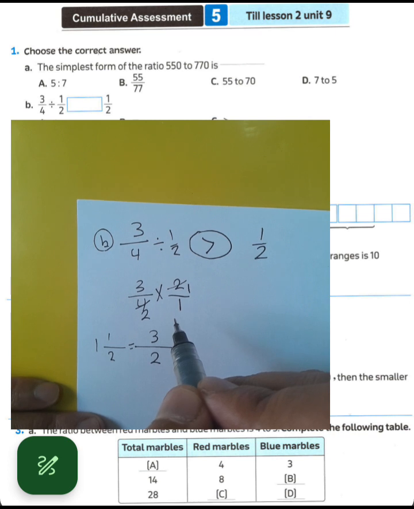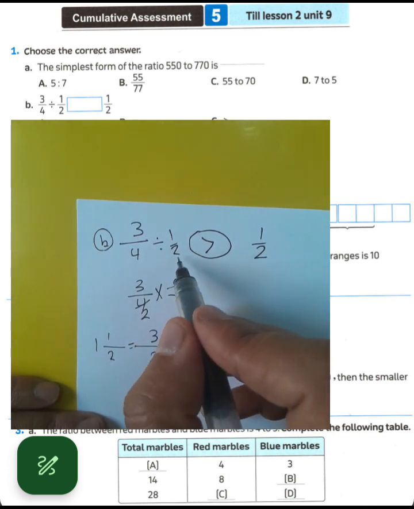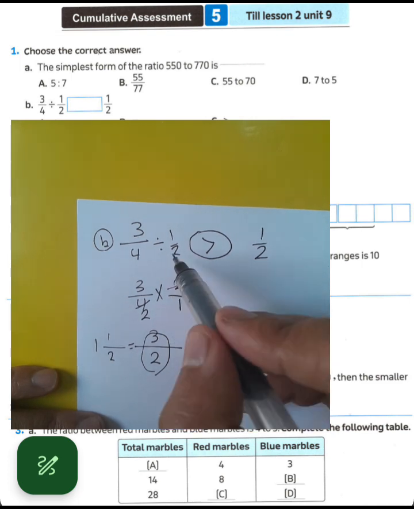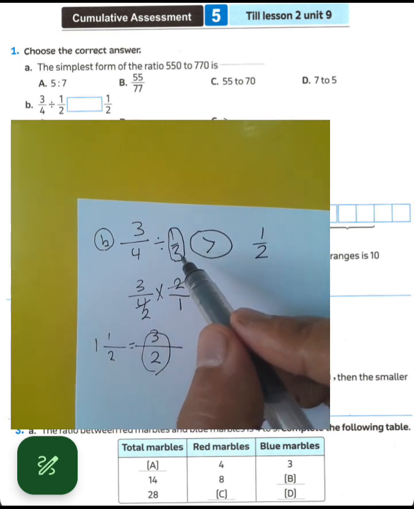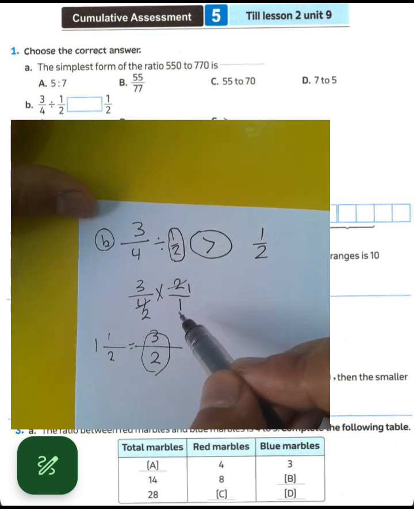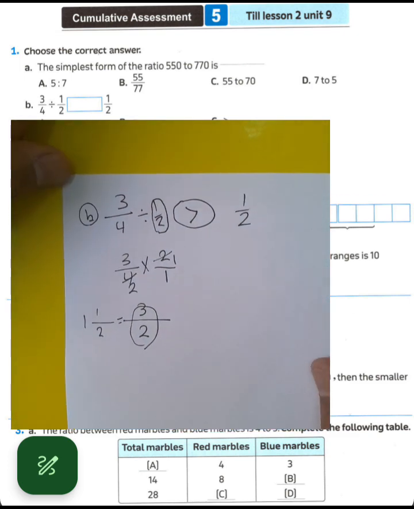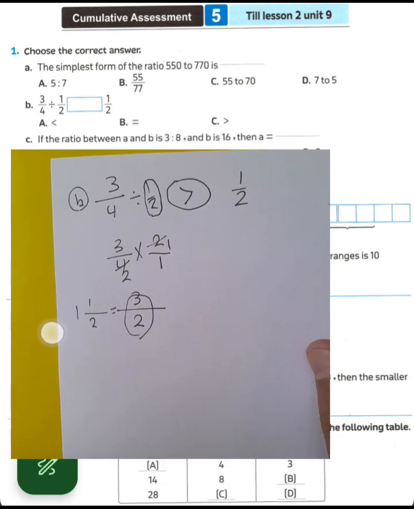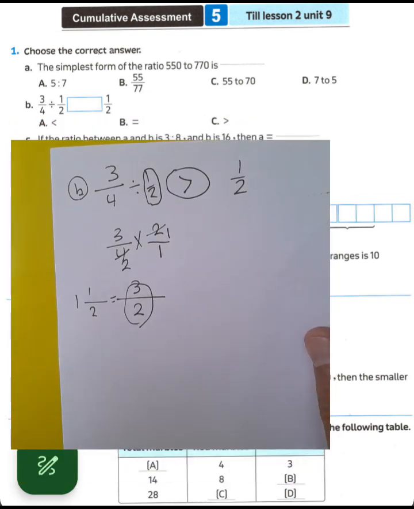Okay, 3/4 divided by half, the result will be 3 over 2. Write the reciprocal of 1 over 2, which is 2 over 1. And then simplest, 3 over 2 is 1 and a half. Then you must choose letter C for question B.